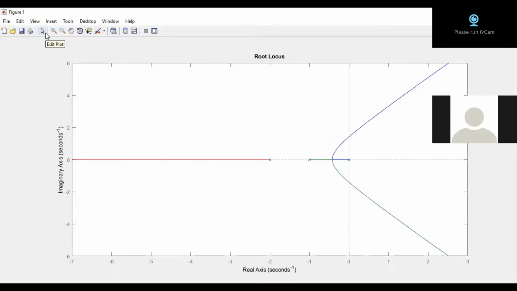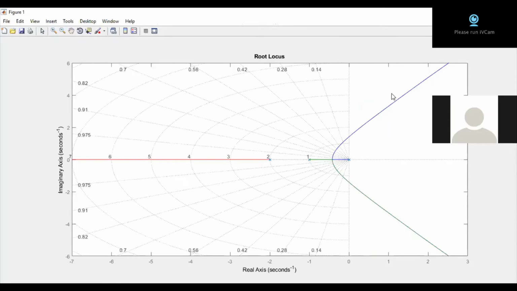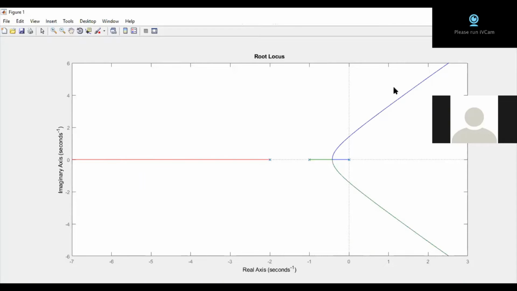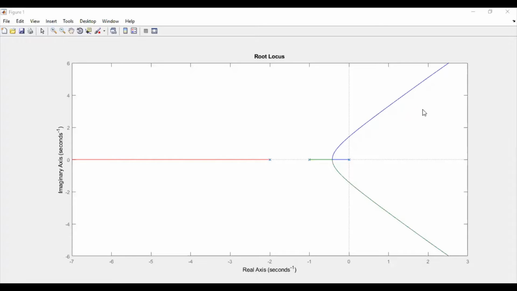Here you can see this is 0, one of the poles represented with a small cross mark, another pole at -1, another pole at -2. So this is the actual root locus, and if you just click on any point, it will show you the gain at that point and the value of the pole at that point.